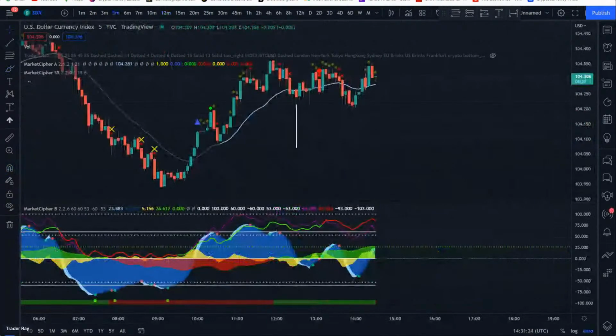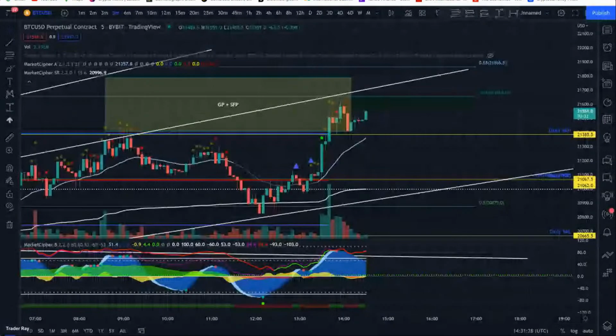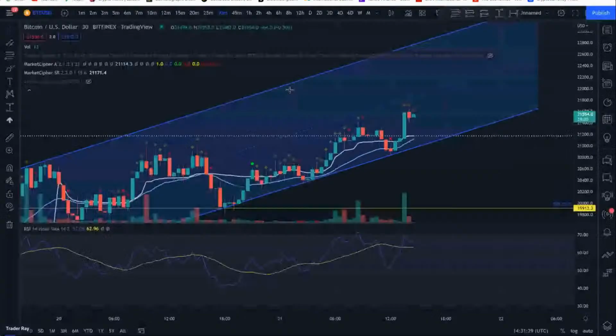What are we doing on the dollar index? Still going a little bit sideways. Make your move. Make your move. Let's go.